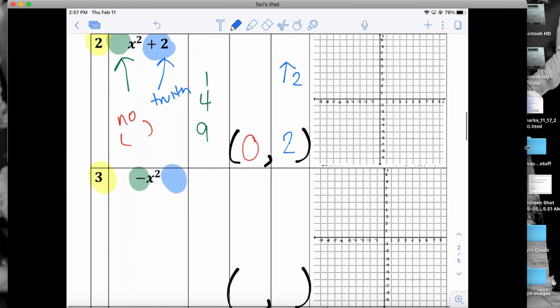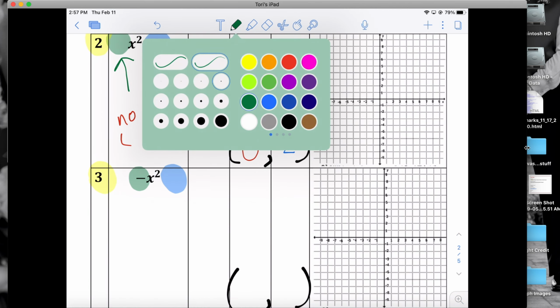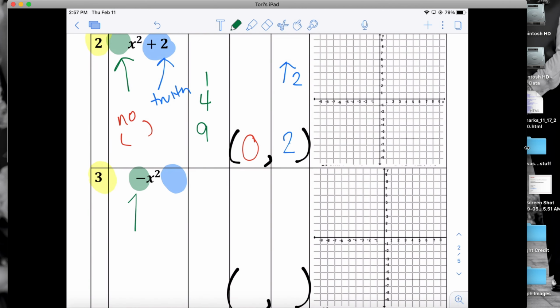Number 3, I would say, is there anything in front of the X squared? Yes, there is a negative. That negative is going to make my pattern flip. So instead of 1, 4, 9, I'm going to go -1, -4, -9. I'm just going to make all of my pattern numbers change to a negative.